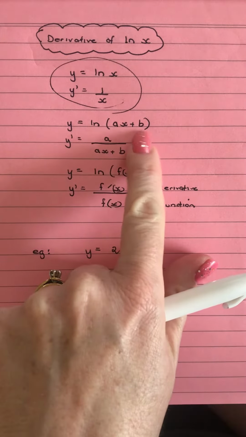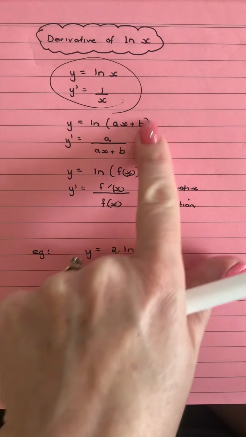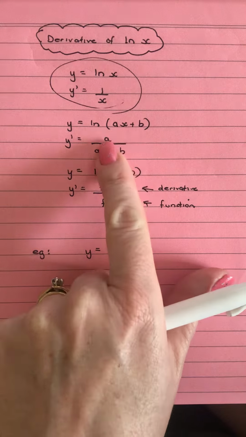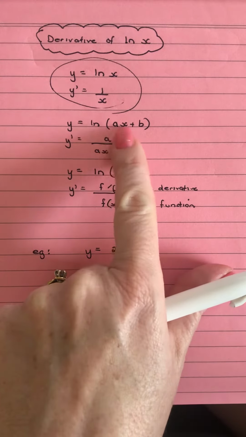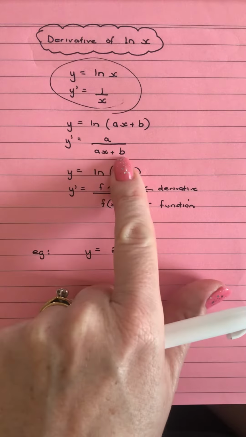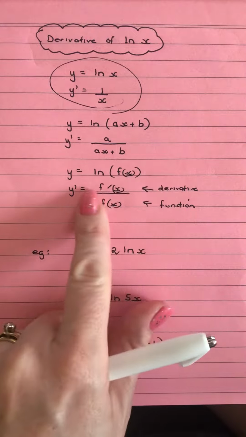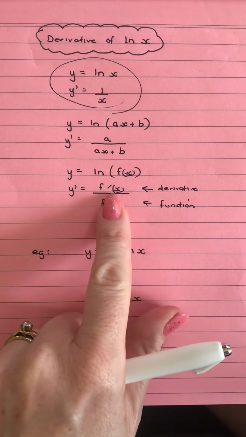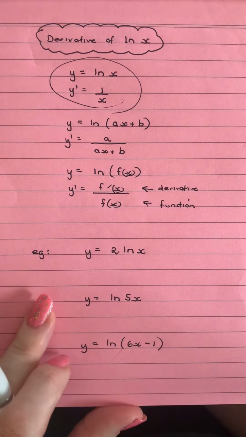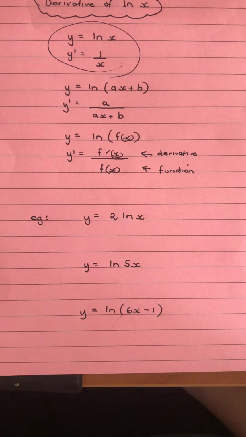So this is a bit of a new concept for us in terms of derivatives. If we have a function in our ln, and this is a linear function here, it's effectively taking the derivative and putting it on the front, because the derivative of ax would be a, the derivative of b is 0. So we're putting a on the top, and then the function goes on the bottom. So basically, if you have ln of a function, you're putting the derivative of the function on the top of the fraction and the function on the bottom. So we'll start off with some easier ones, and then we'll move into some more complicated ones.